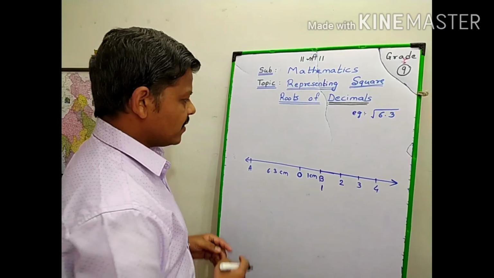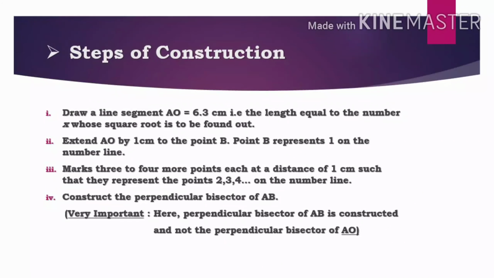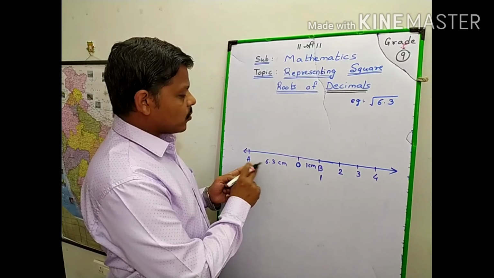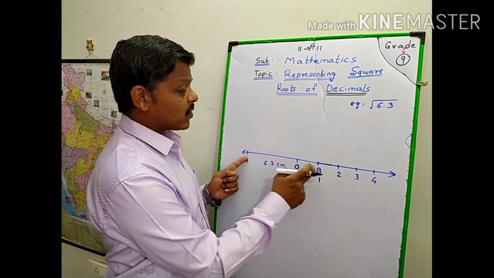Moving ahead, the next step is to construct the perpendicular bisector of AB. Very important. It is not the perpendicular bisector of AO. It is the perpendicular bisector of AB. Now see here children. Many of you make the mistake. You take the bisector of AO. You shouldn't. You should take the bisector of AB.